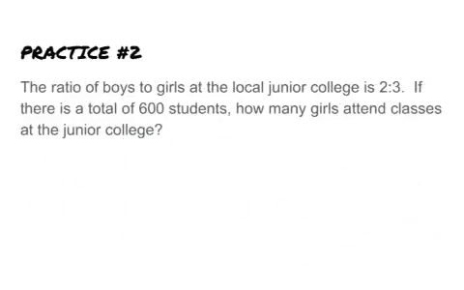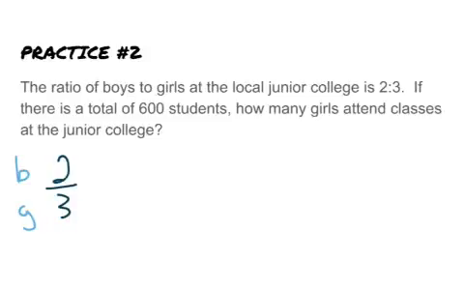Alright, practice problem number 2. The ratio of boys to girls at the local junior college is 2 to 3. That's our ratio. I'm going to write that down. 2 to 3, and that's a ratio of boys to girls. Alright, now it says if there is a total of 600 students, how many girls attend classes at the junior college? Now, notice that it introduces the idea of total, and that's a total of 600 students. Neither one of these in the given ratio that I've written down represents the total.